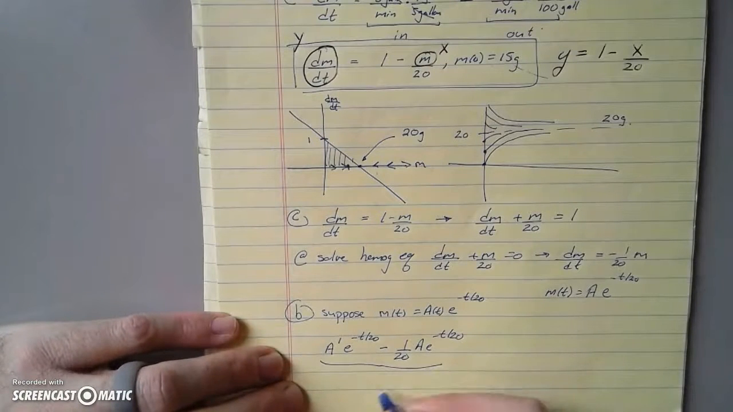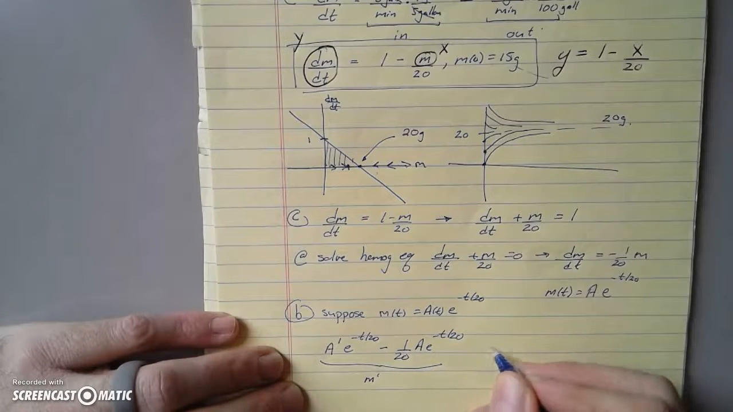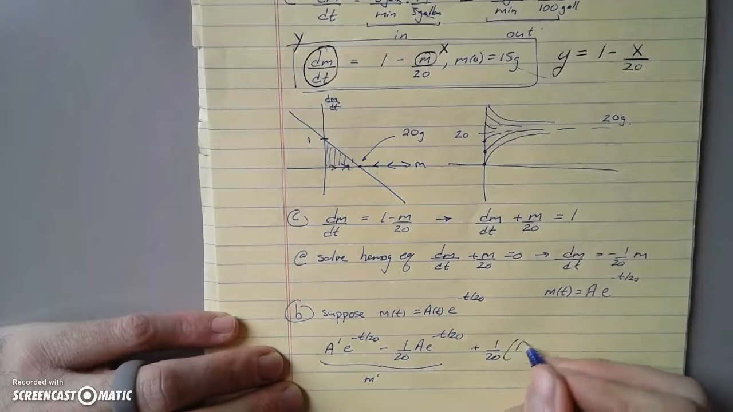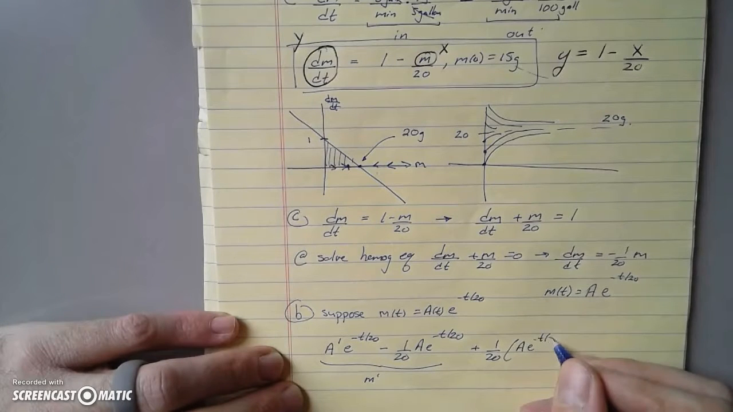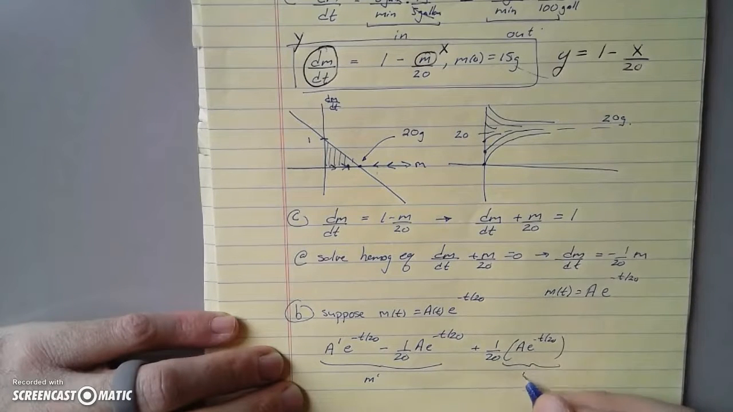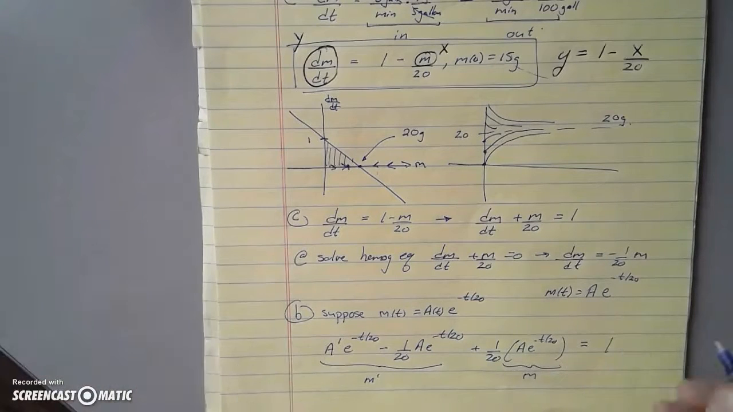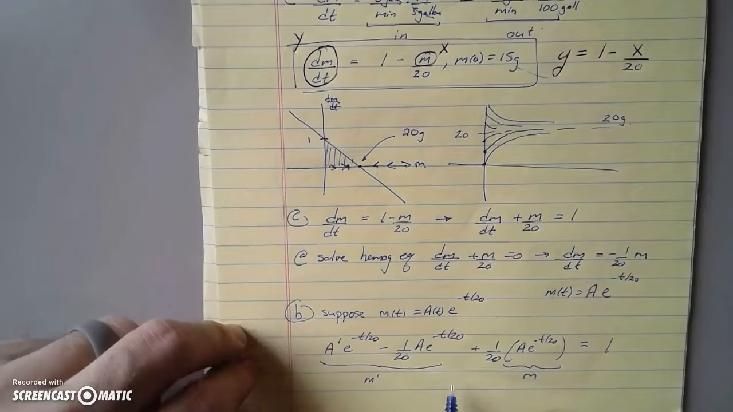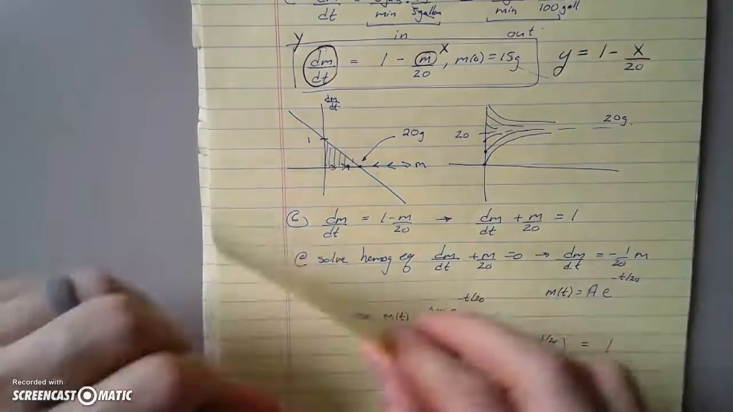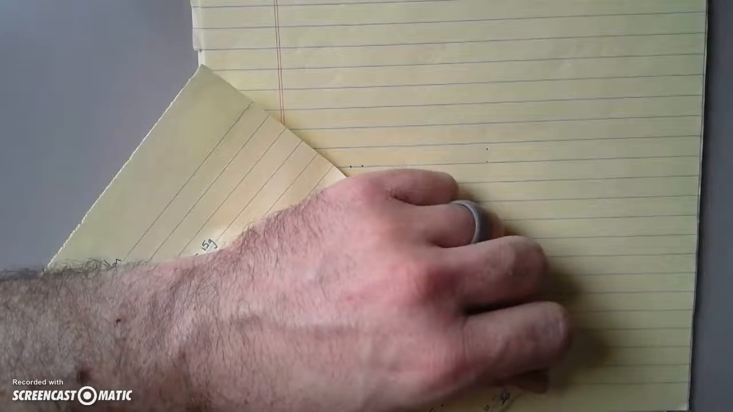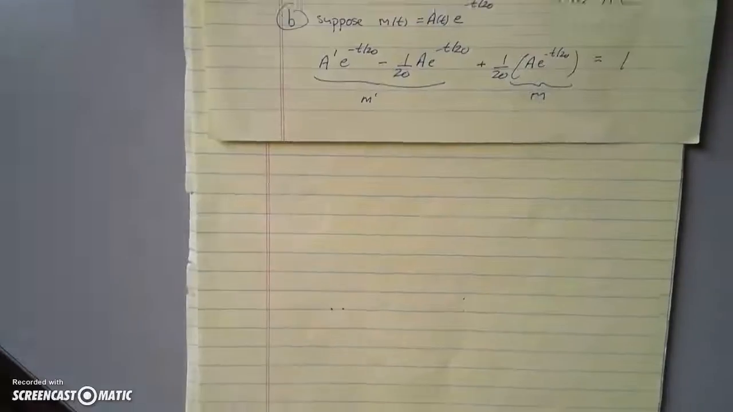So this is m', and then we have plus 1/20 a e^(-t/20). This is m equals 1. So this is going to give us a condition on a. All right. Just pick up from there.